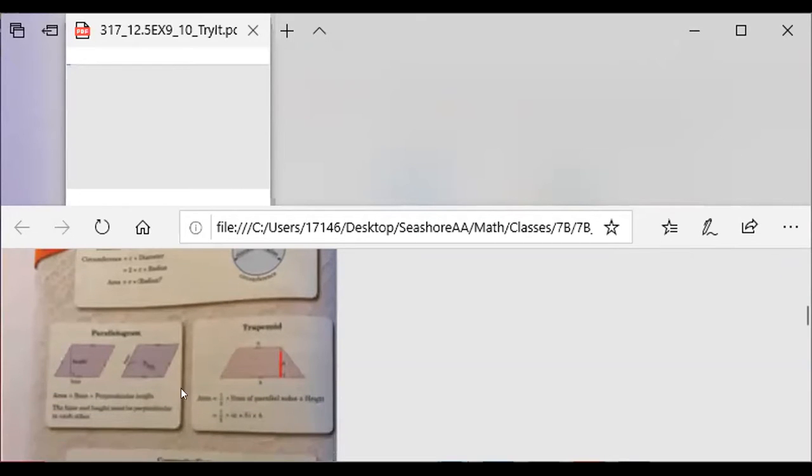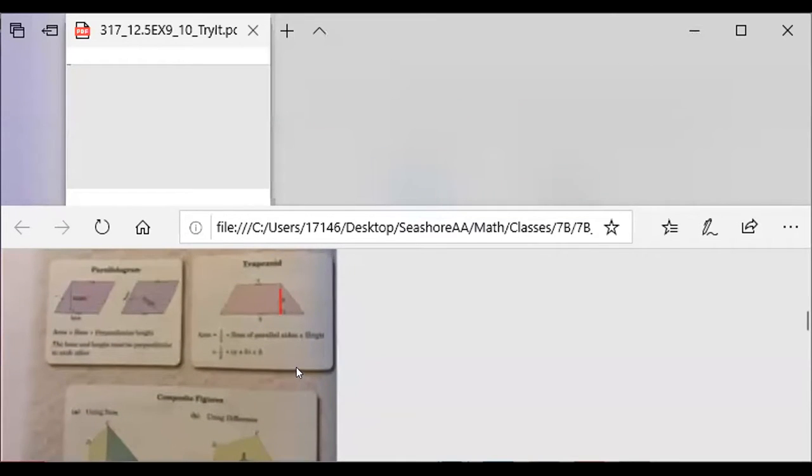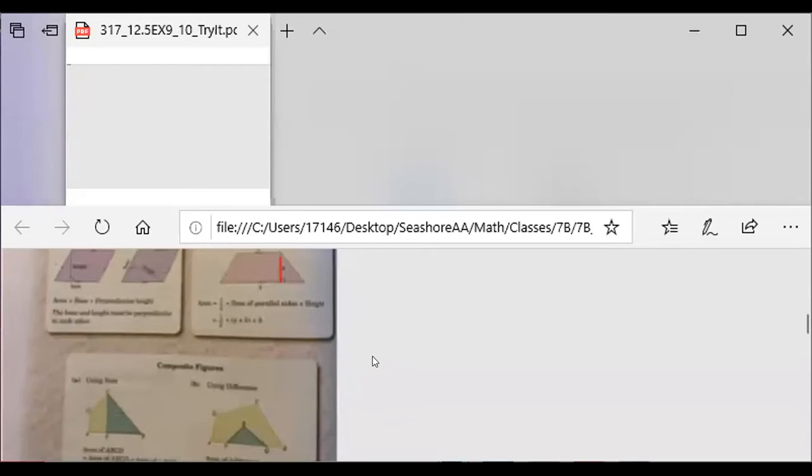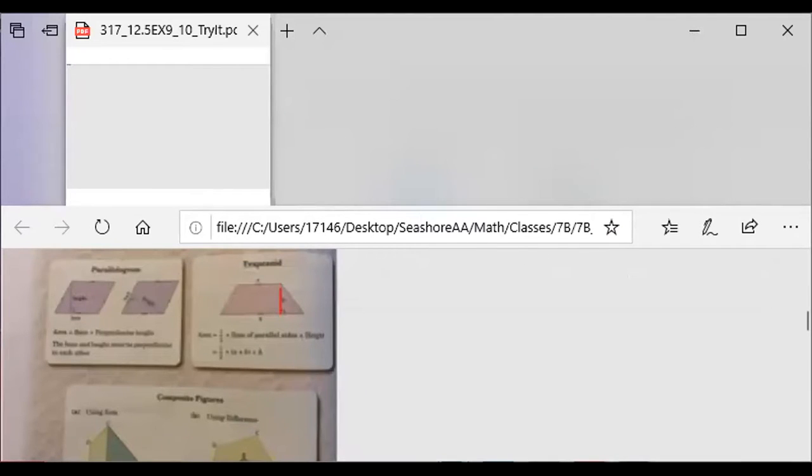And then the other day, we talked about the trapezoid. This will be the sum of the parallel sides times the height, and then half of it, divided by 2. We can figure out the area for the trapezoid. And today we're going to continue with our example question. Okay, so let me switch the screen share to a different screen.